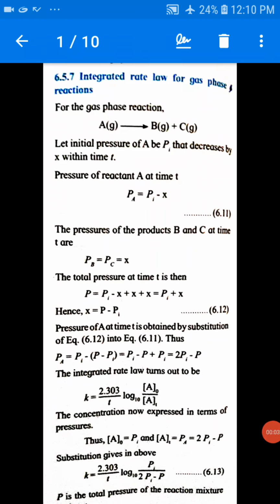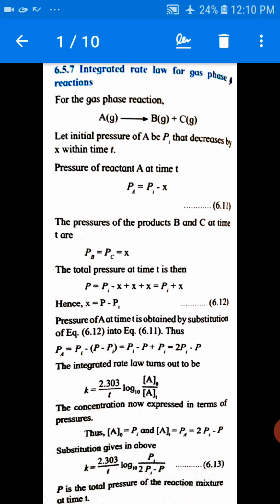Hello students, we have already discussed the integrated rate laws for first order reactions. The integrated rate laws are the equations obtained by integrating the differential rate laws, and which give a direct relationship between the concentrations of reactants and time.